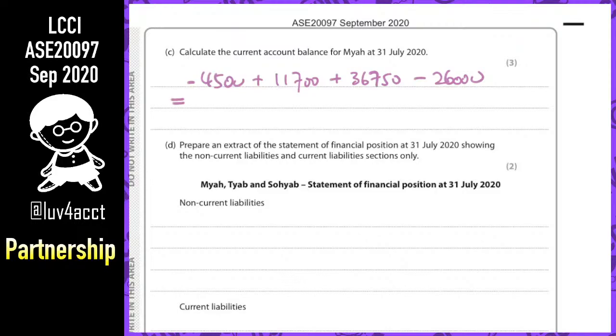Okay, so 4,500, 11,700, 36,750, and then the drawings. Okay, is equal to 17,950. Done. Okay, 3 marks.